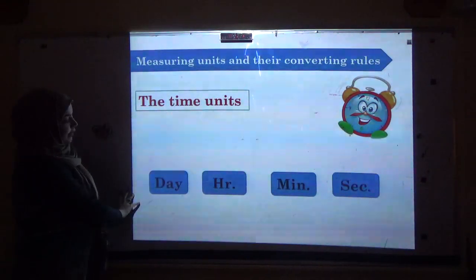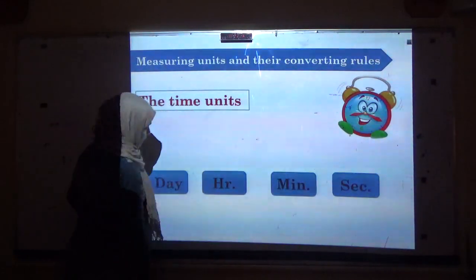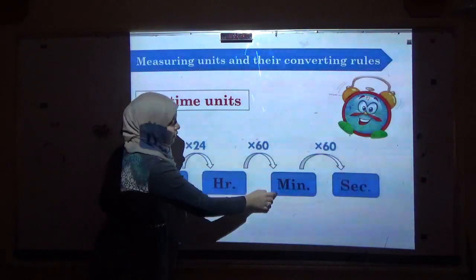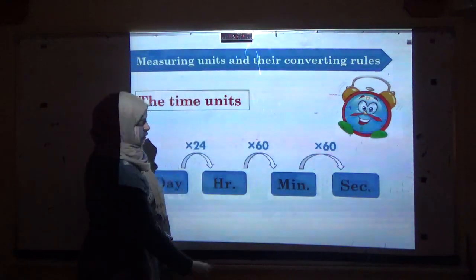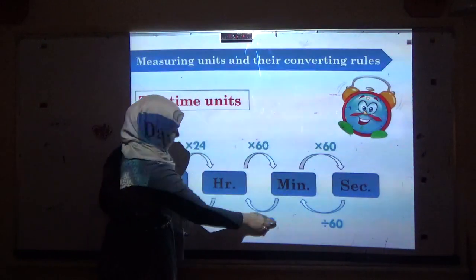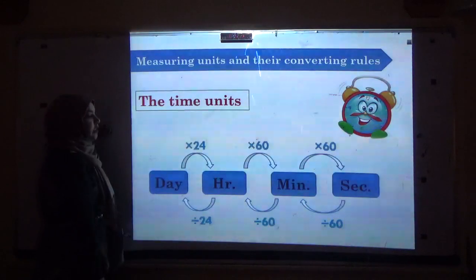Also, we have another units of time: day, hour, minute, second. From day to hour, multiply by 24. From hour to minute, multiply by 60. From minute to second, multiply by 60. From second to minute, divide by 60. From minute to hour, divide by 60. From hour to day, divide by 24.